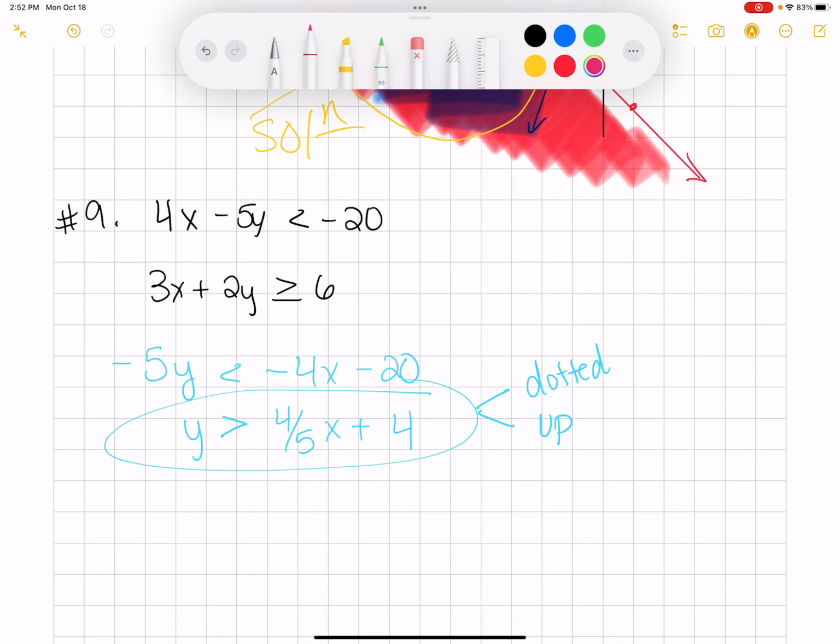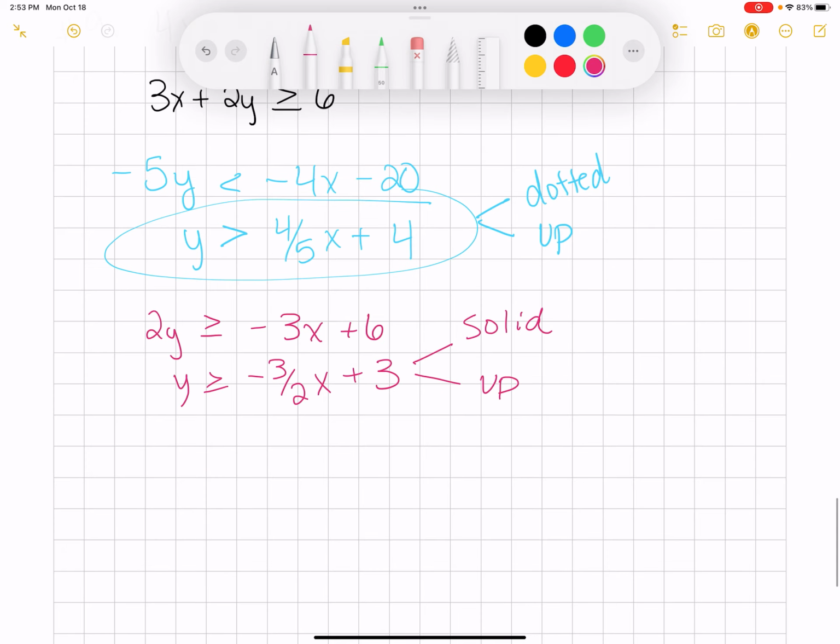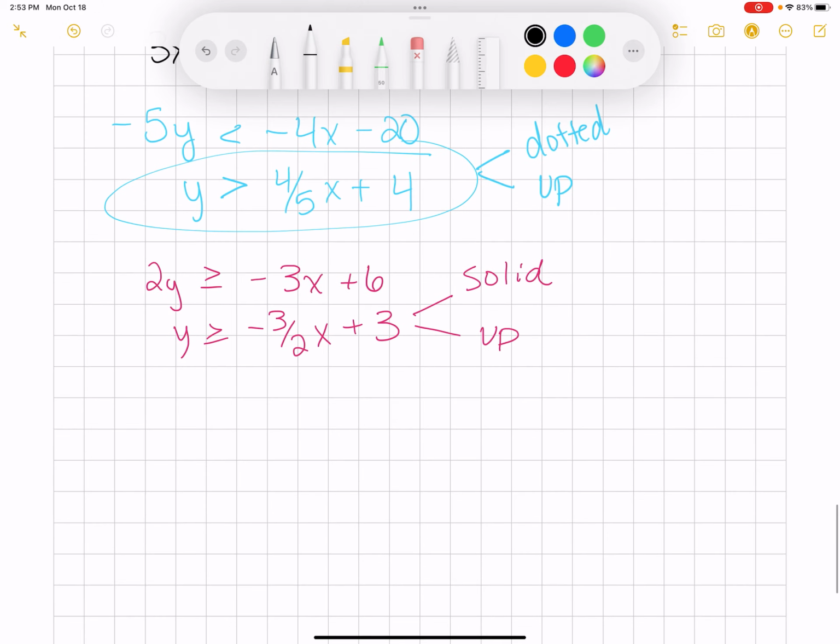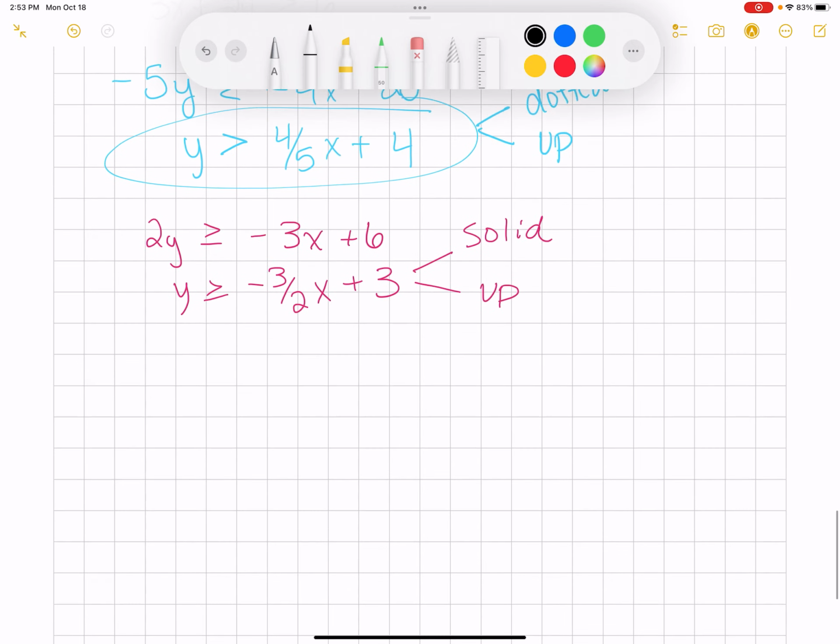All right, so 2y greater than or equal to negative 3x plus 6. Divide by 2, y is greater than or equal to negative 3/2 x plus 3. All right, solid or dotted? Solid. Up. All right, so I'm going to go down here and get ready to graph this. I may have to shift it a little bit. There we go.